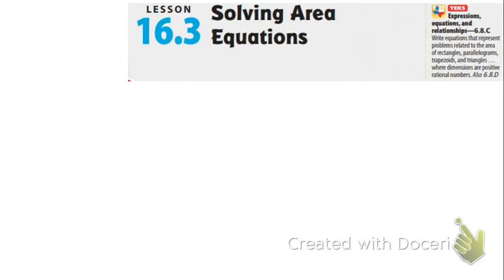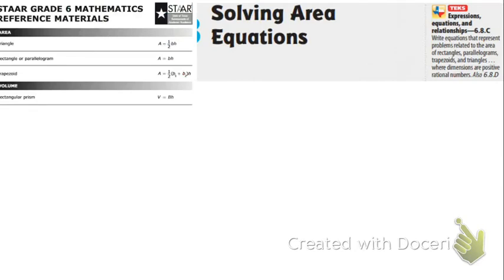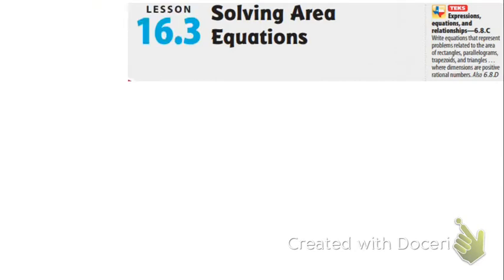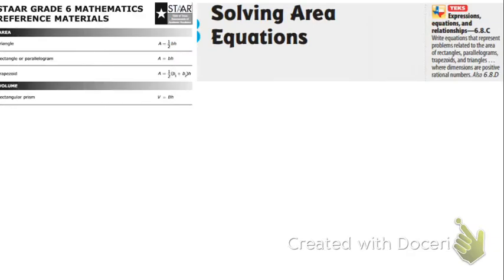All right, so next was solving area equations, lesson 16.3. The state of Texas expects you all to be able to write equations that represent problems related to the area of rectangles, parallelograms, trapezoids, and triangles, where dimensions are positive rational numbers.